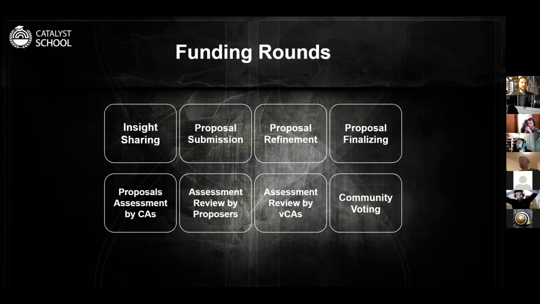Or you could ping, for example, a proposal mentor in Discord. And yeah, so far, until the proposal finalizing phase, there are no scores provided by CAs, just comments and some feedback like this.